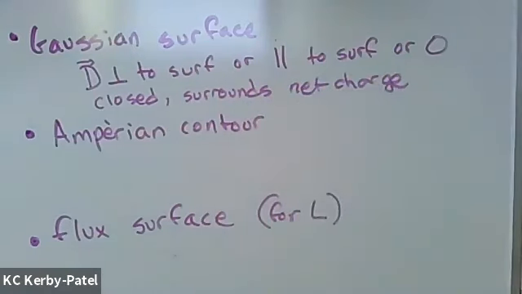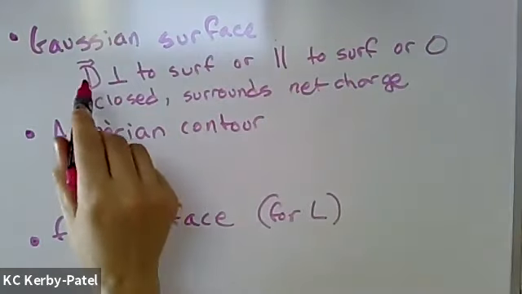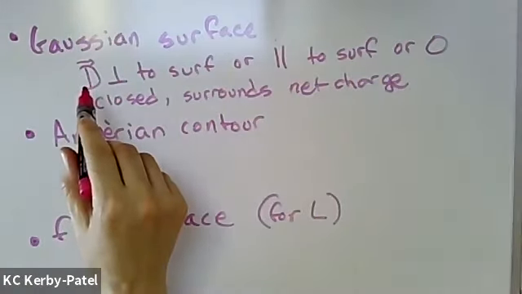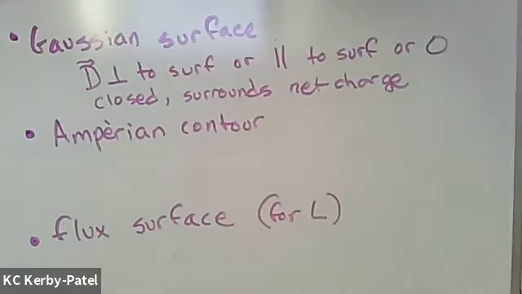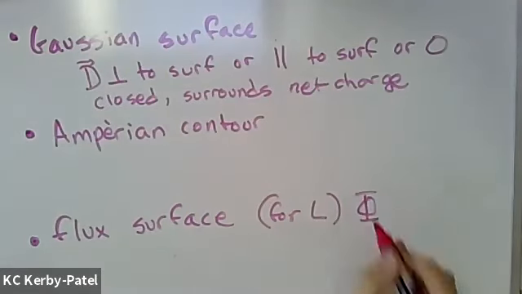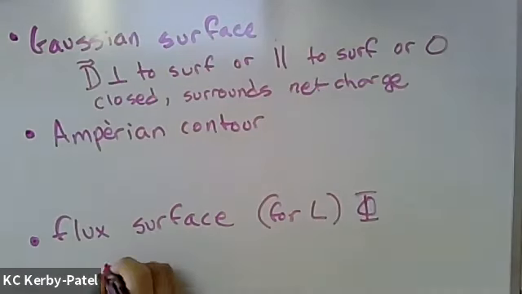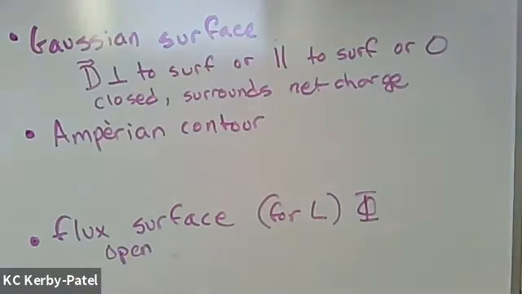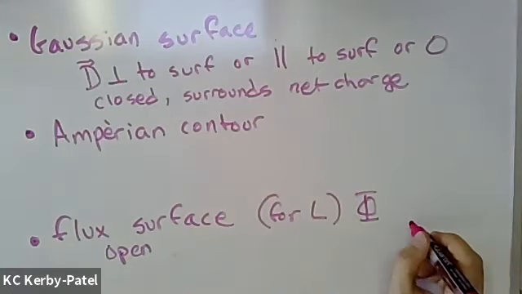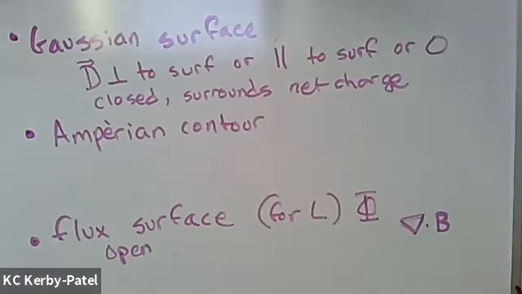And if it doesn't surround a non-zero net charge, you will get zero for your electric flux density. On the other hand, the flux surface, when we're trying to calculate the magnetic flux, that should be open because the divergence of the magnetic flux density is zero. So if you try to calculate the flux out of a closed surface of a magnetic field, you will get zero because of this.